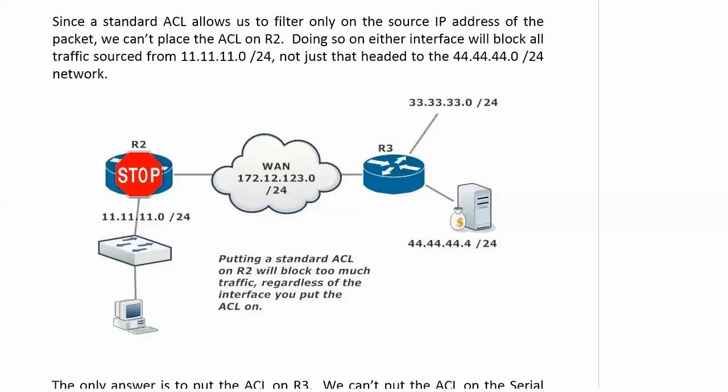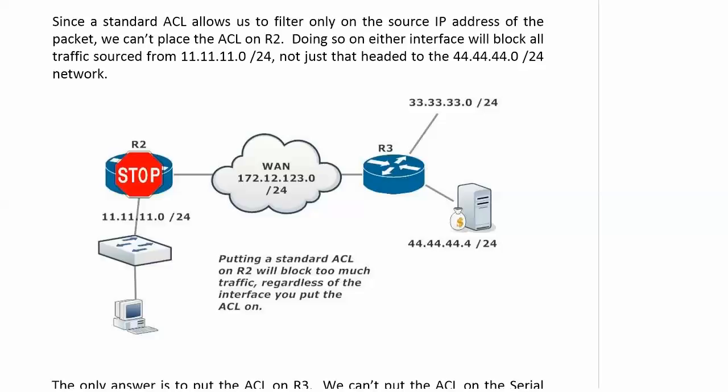But if you're using a standard ACL, doing so can have a bad side effect of filtering too much traffic. If we put the ACL on router 2 on either interface, the one facing the network 11 or the one facing the WAN, it's going to block all traffic sourced from network 11 because it's a standard ACL. That's all it knows how to do.